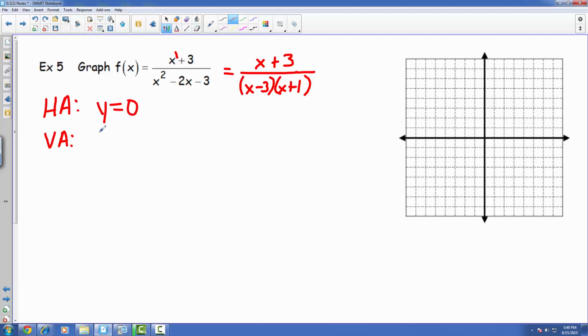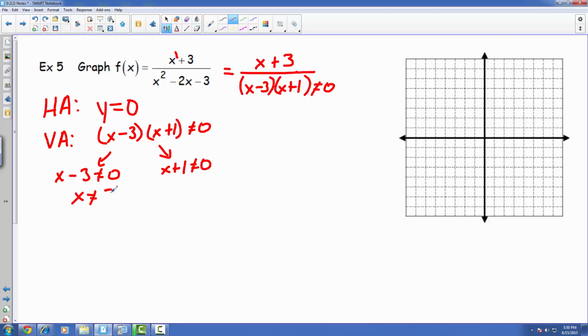And so as a result, when we're trying to find VAs, that's when the bottom is equal to 0, so we're going to take the bottom and set it equal to 0. When we do that, we can use the zero product property and break these up. So we have x minus 3 equals 0, and x plus 1 equals 0. Solving for each one, we end up with x equals 3, and x equals negative 1.